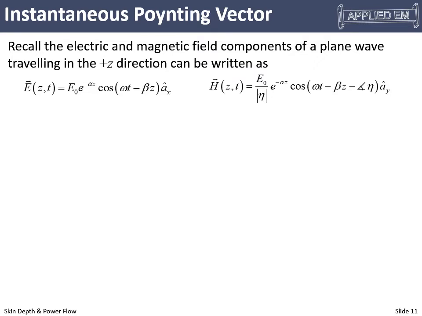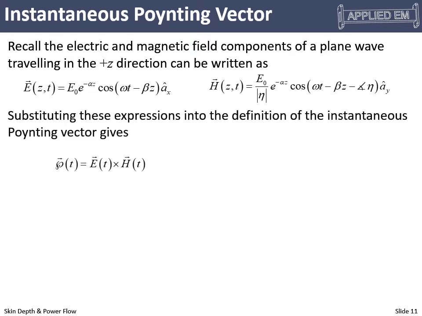Our wave's traveling in the positive z direction, and the electric field is polarized in the x direction. If the wave is traveling in z and the electric field's in the x direction, our magnetic field is in the y direction. The magnitude of the magnetic field is the magnitude of the electric field divided by the magnitude of the impedance. It decays the same way, oscillates in time the same way, and oscillates in space the same way as the electric field, but there is a potential phase due to the impedance, if there's any loss in the material. All right, so we have our general expressions for E and H.